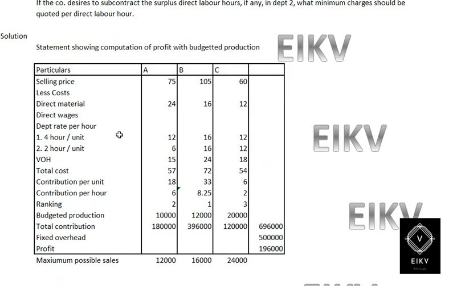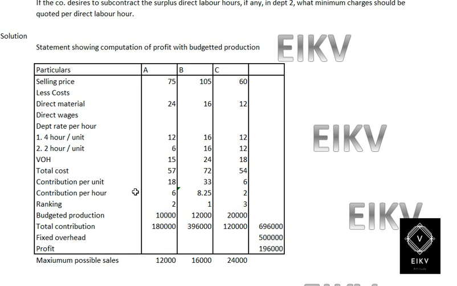So we will get the direct labor of department 1 as 12, 16 and 12, and then for department 2 it is 2 hours per unit. When we multiply such amount with the rate, we will get 6, 16 and 12. Then you need to take variable overhead. Variable overhead is 15, 24 and 16, and then the total variable cost. After taking the total variable cost, you need to deduct it from the sale price. We get contribution. Contribution is 18, 33 and 6.